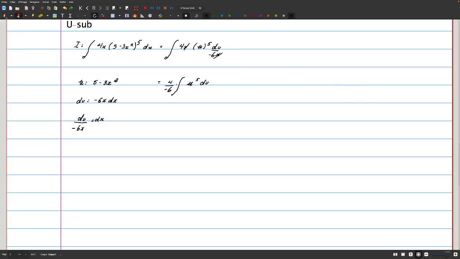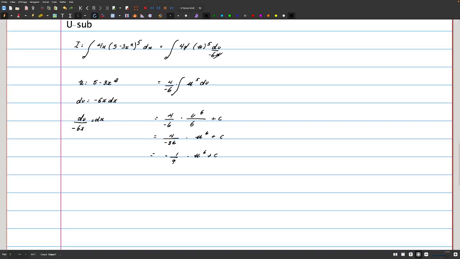Let's get rid of this. So we have 4 over minus 6 times u to the 6 over 6 plus c. Remember, we're adding 5 plus 1, which is 6, over 5 plus 1, which is 6 again. So right here we have 4 over negative 36 times u to the 6 plus c. Perfect. Now we can reduce this, obviously. That's negative 1/9 times u to the 6.